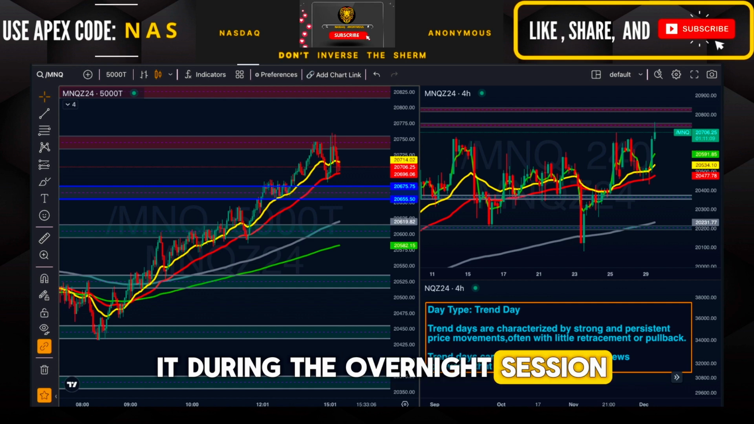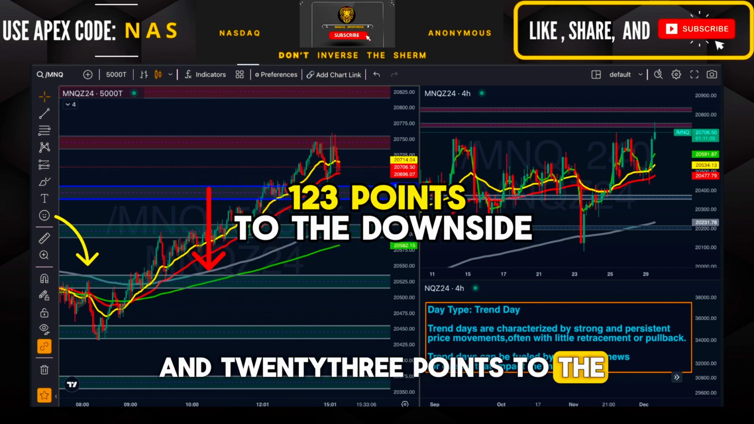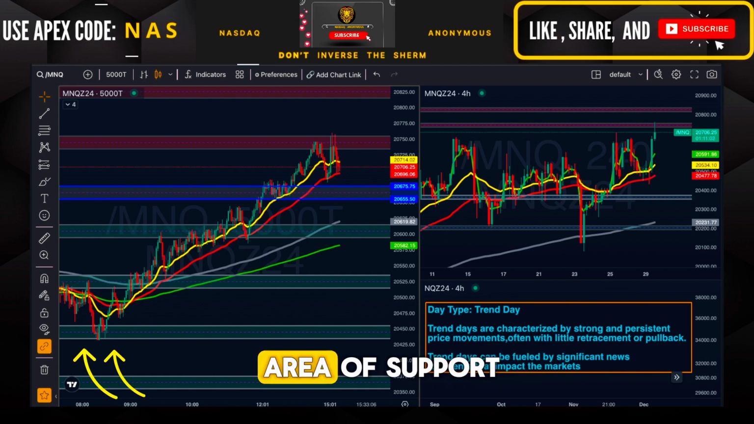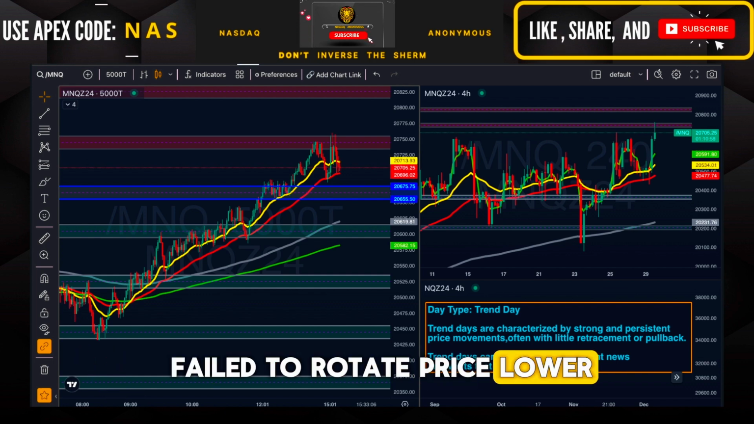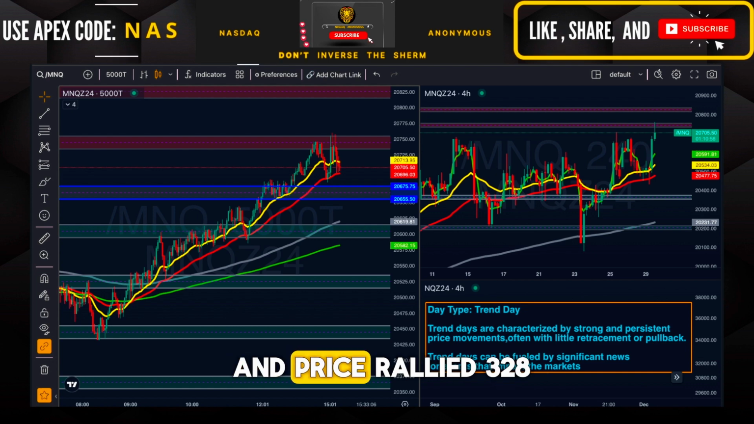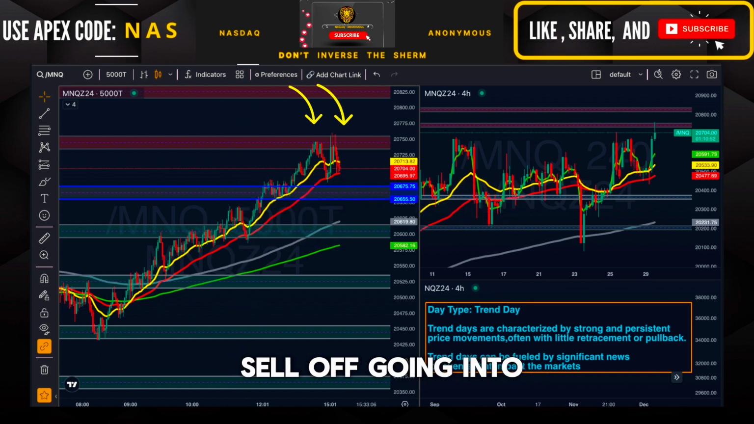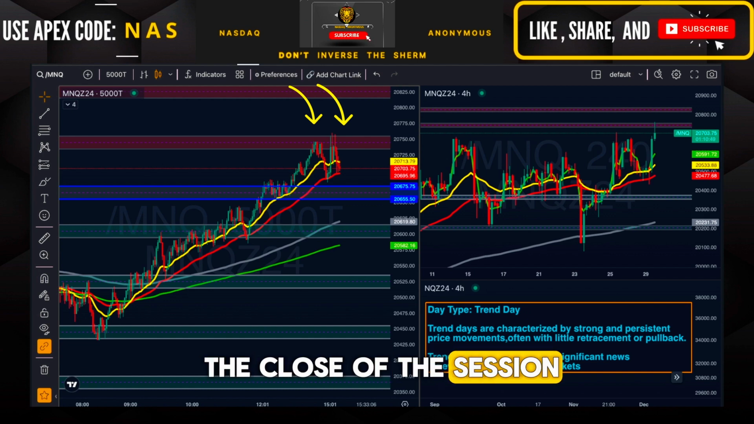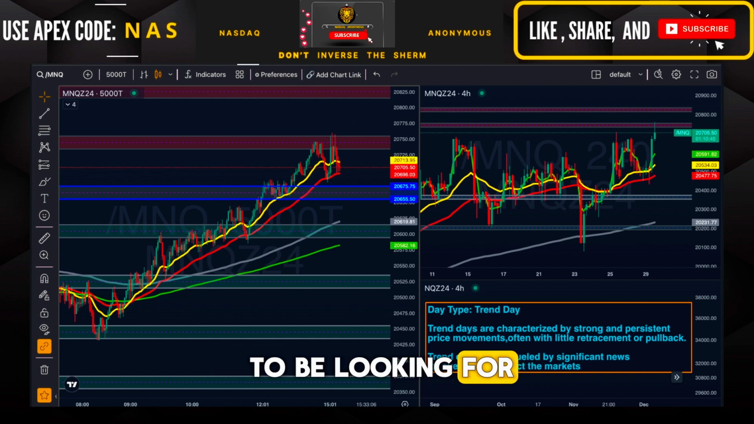During the overnight session, the Nasdaq opened slightly bearish and traded 123 points to the downside into a previous area of support. However, once the bears failed to rotate price lower, the bulls stepped in and price rallied 328 points to the upside, seeing a slight sell-off going into the close of the session. Based on this price action, here's what I'm going to be looking for.